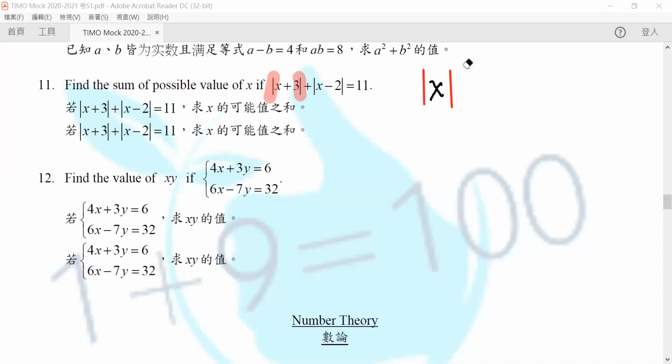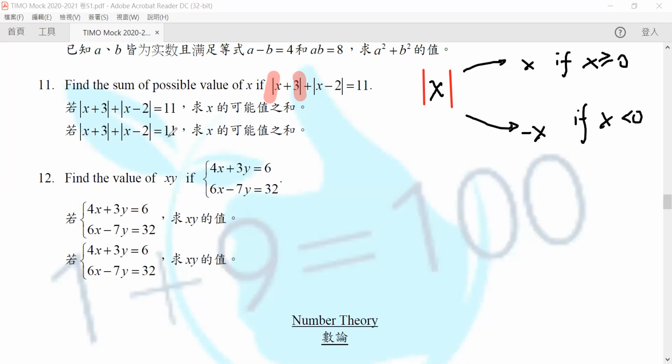This number would be equal to x if x is greater or equal to 0. But this number would be equal to negative x if x is smaller than 0. So now let's go back to question 11.